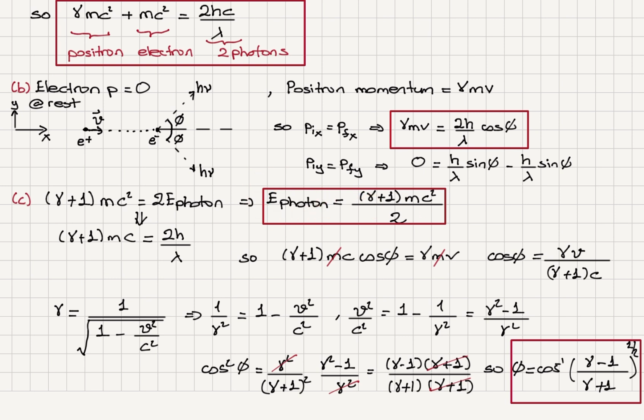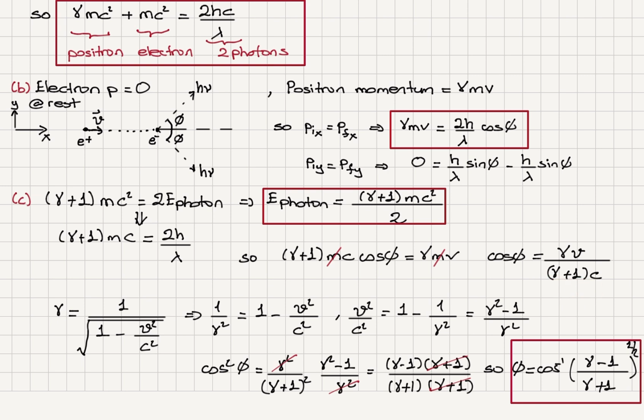And for the energy of the photon, if I write hc over lambda and get rid of one of the c's here, I obtain 2h over lambda is (gamma plus 1) mc. 2h over lambda is what appears in the momentum conservation. So for 2h over lambda, I substitute (gamma plus 1) mc. (Gamma plus 1) mc cosine phi is equal to gamma mv. Cosine phi is equal to gamma v over (gamma plus 1) c.